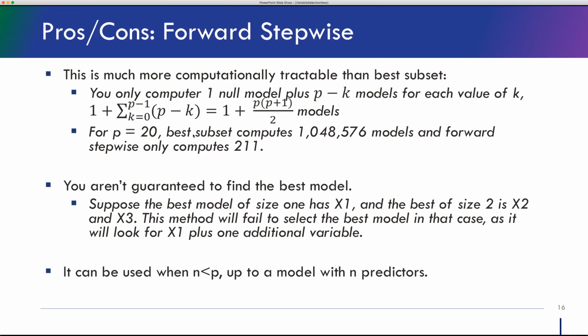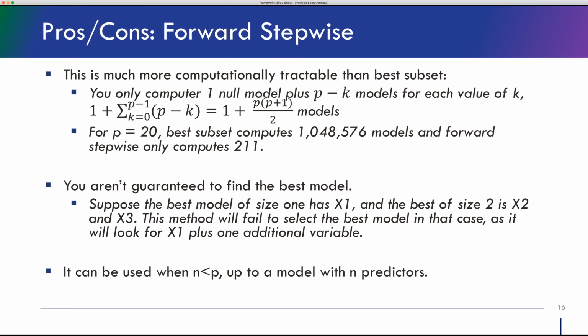So for p equal to 20, if you use best subset, it will compute this many models. And if you use forward stepwise, you only do 211 models to compare. So this is way easier and faster compared to computing and comparing that many models. But the price that you pay is that you are not guaranteed to find the best model, because we didn't check all of them, right?